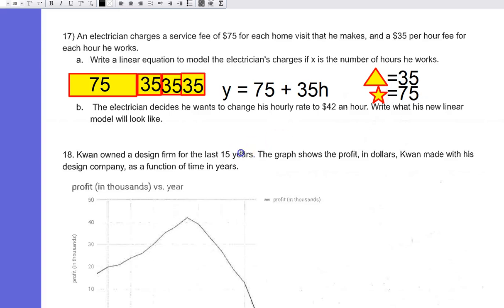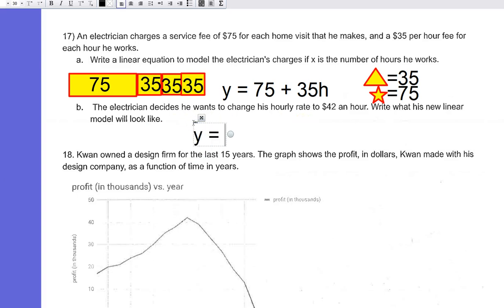Okay, so that was my linear equation. It's a linear equation because it's mx plus b, and mx plus b makes a straight line. So this is the middle thing that we talked about. Straight line functions are mx plus b. The electrician decides that he wants to change his hourly rate to $42 an hour, write his new linear model.